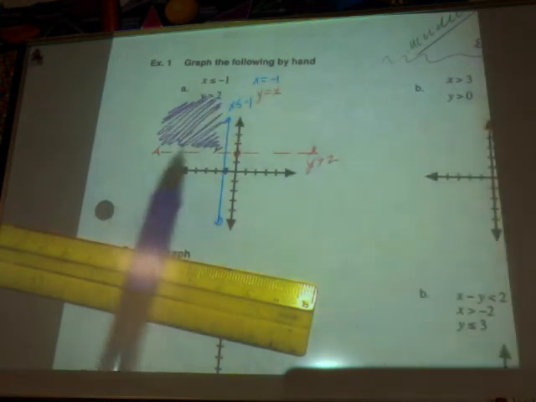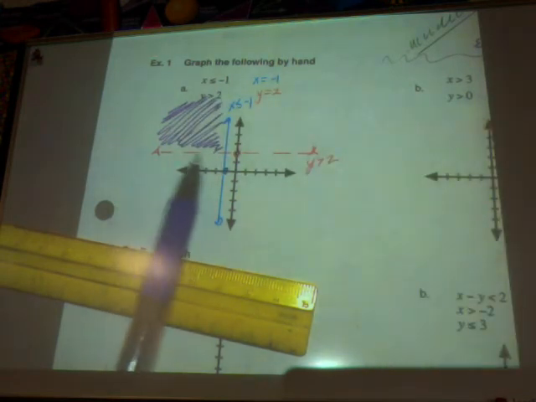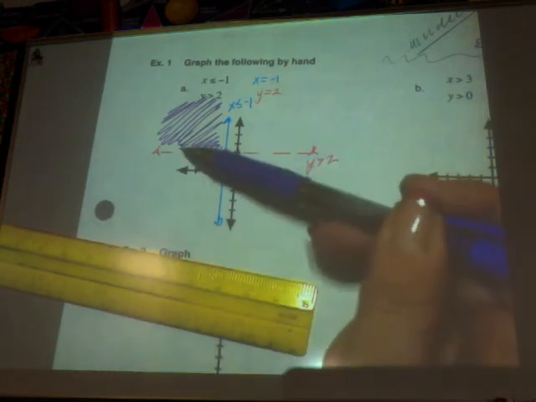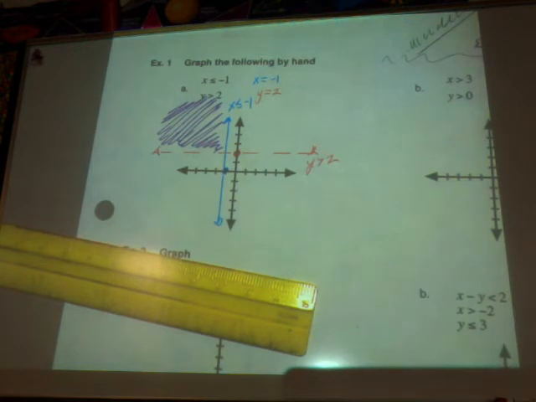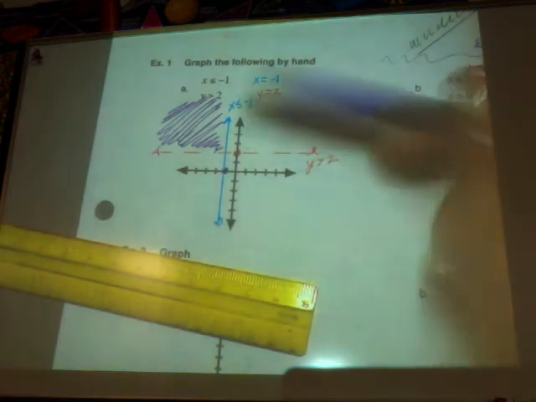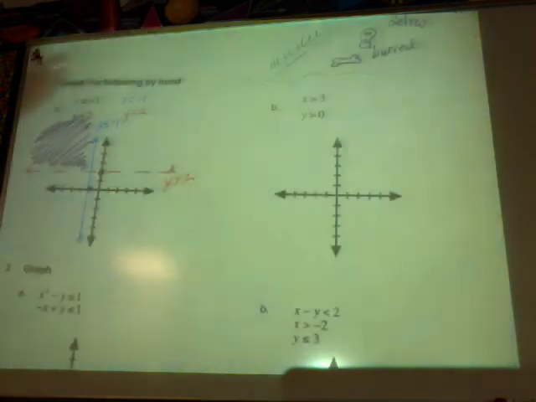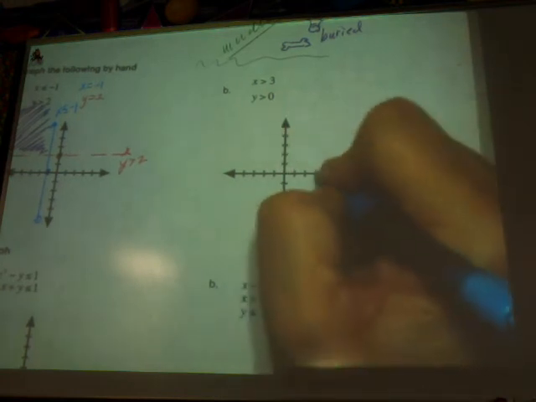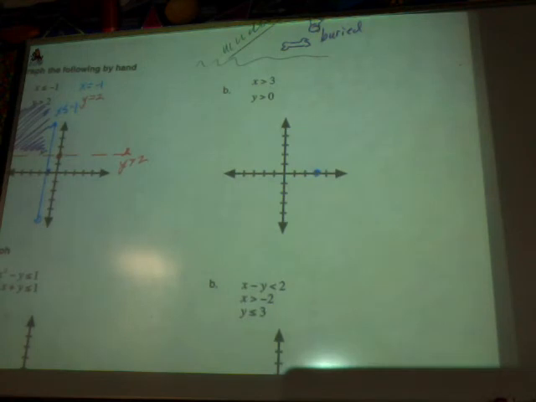What about this? What if a point y is on this line? Is it part of the solution? No, because it's dotted. We can come as close to that line as possible, but nothing included on that line is a solution. This line is a solution because it's solid. All right, look at B. You do that yourself. Remember your solid and dotted lines.